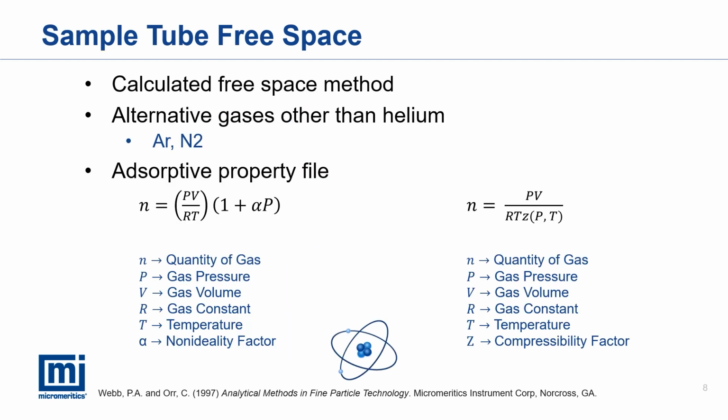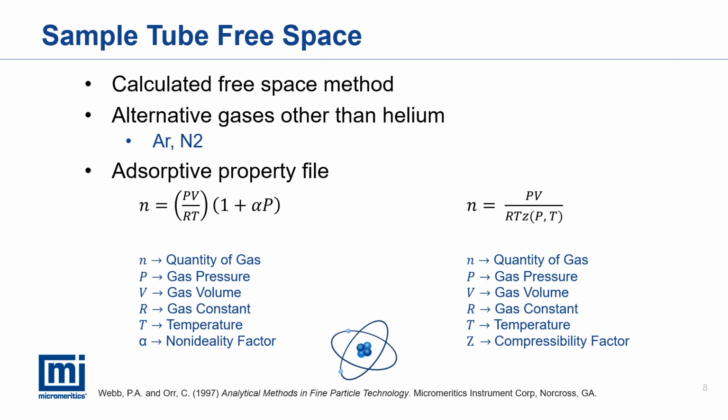Sample tube free space is a new addition on the Micromeritics TriStar and 3-flex instruments that uses the calculated free space method. Free space is obtained by subtracting the quantity of gas displaced by the sample from the empty sample tube free space. The volume that a sample occupies, and thus the volume of gas it displaces, can be calculated by dividing the sample's mass by its density.